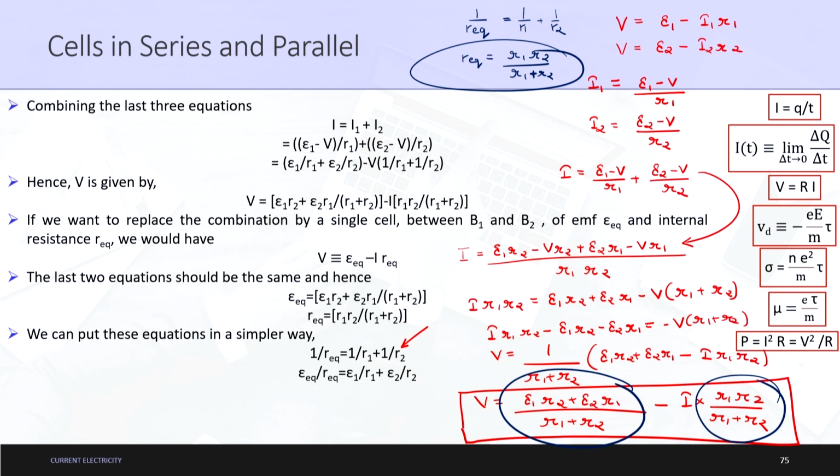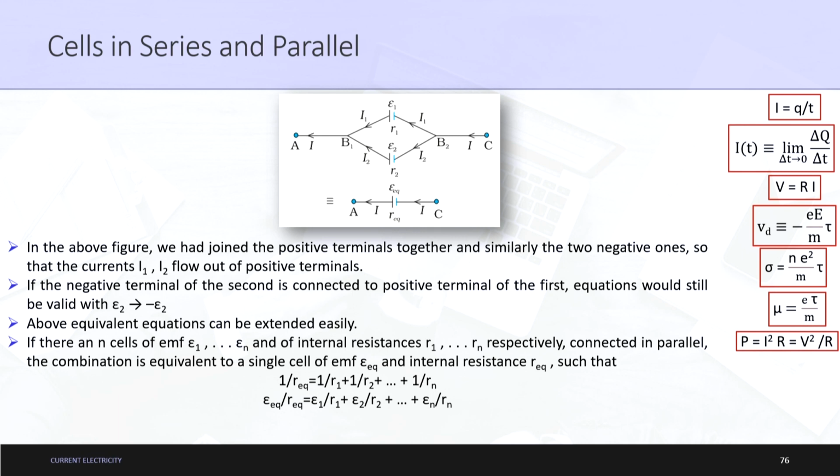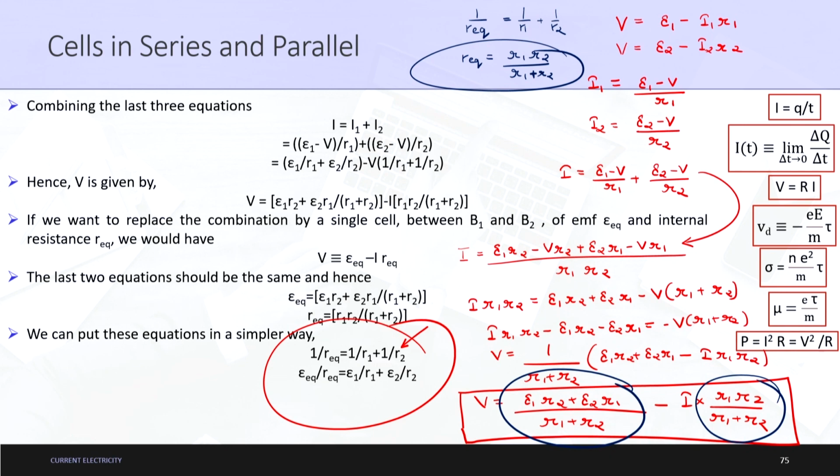Similarly, for equivalent cells, the equation is epsilon EQ upon REQ is equal to epsilon 1 upon R1 plus epsilon 2 upon R2. You just need to remember this concept here. Finally, I think this is the end of cells in series and parallel. There will be a simple denotation of positive and negative electrodes here, but just to conclude, I need to explain it again.